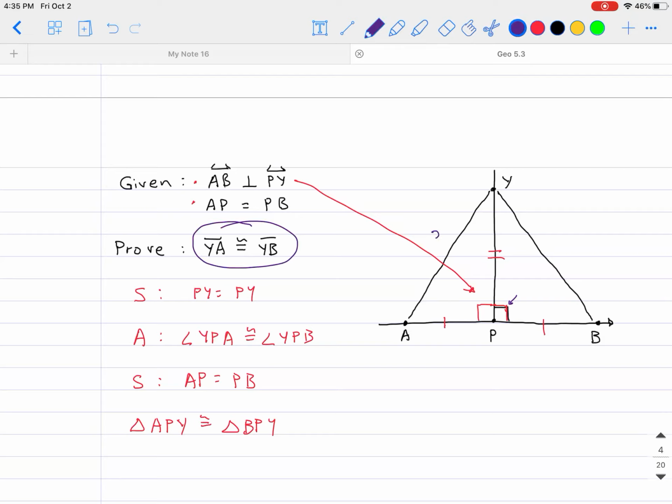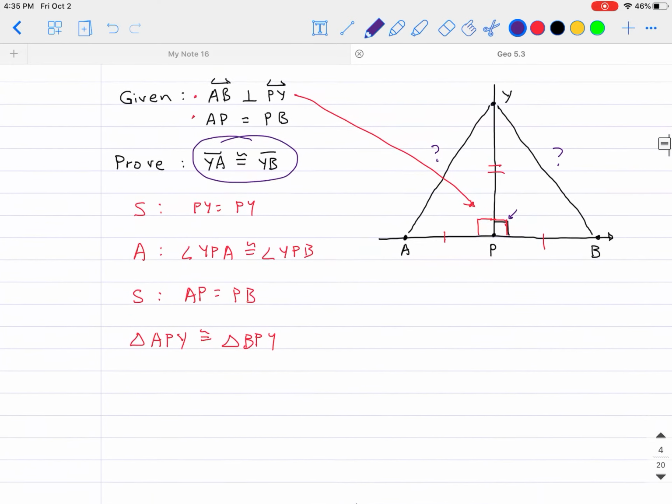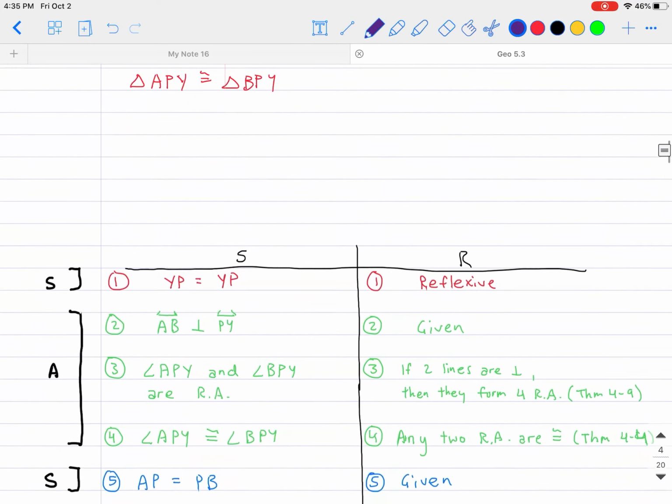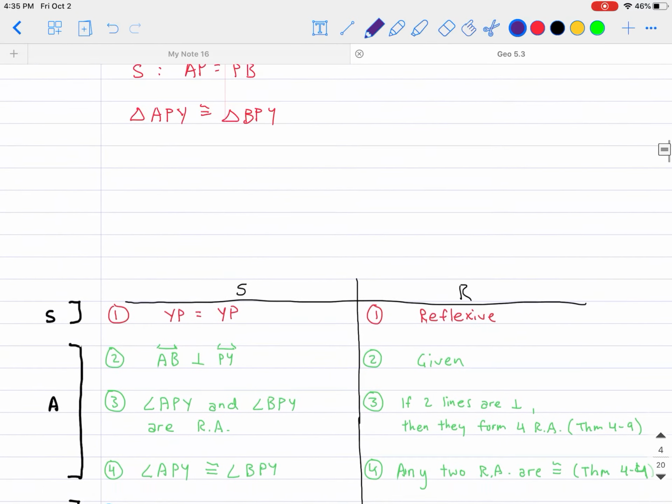Because if you look at what I'm trying to prove right here, YA is this part right here. YB is this part right here. Having those two triangles congruent will allow me to say that those two sides are going to be congruent to each other by corresponding parts. All right, so here we go. Let's go ahead and see if we can attack this together then.